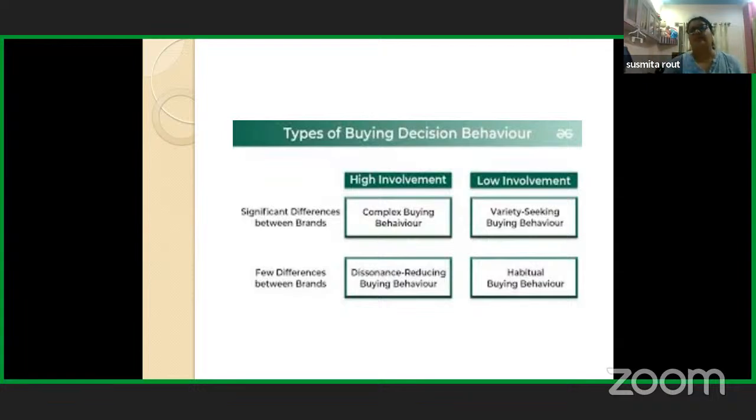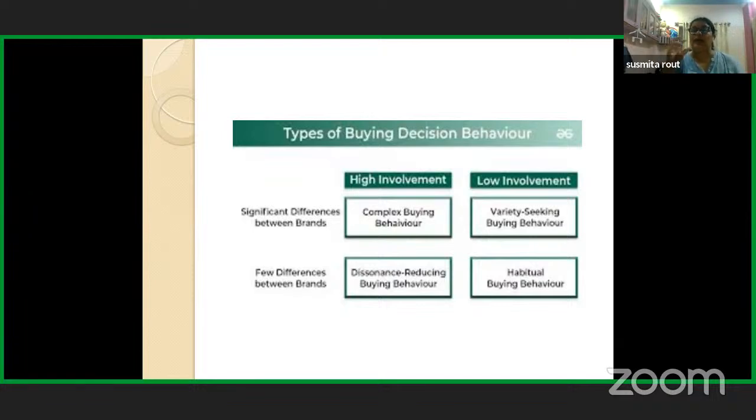Just opposite of complex buying behavior is habitual buying behavior. Habitual buying behavior is shown towards consumptions which we do on a routine basis, which we make frequent repeat purchases. We almost buy it every day or alternate day or once in a week or once in a fortnight or twice in a month. Very frequently we buy those products, and when we frequently buy it, that brand becomes our habit. For example, salt, atta, toothpaste.